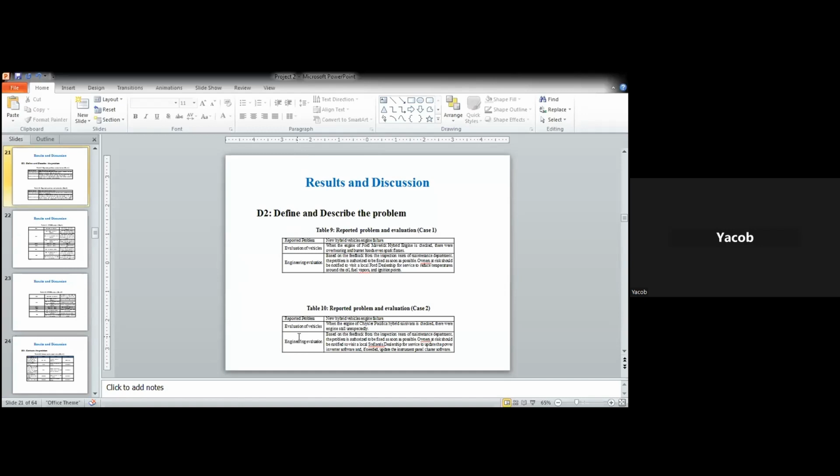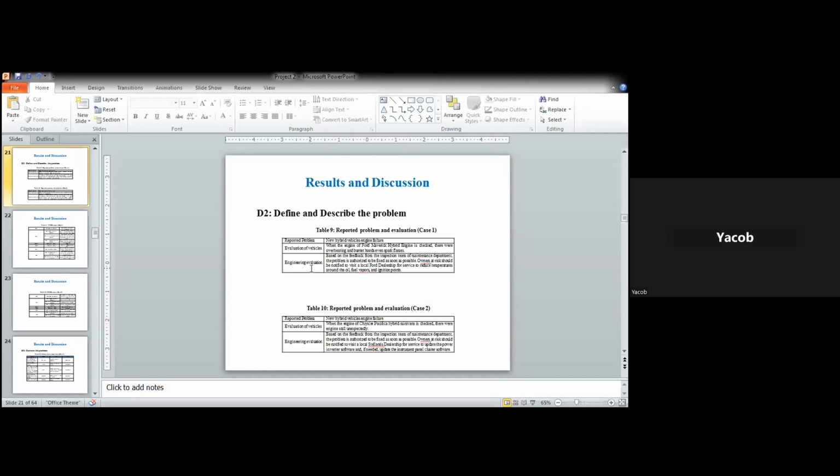Then we describe the problem. So as I said, we define these 2 cases. The reported problem in the first case is new hybrid vehicle failure. The evaluation of the vehicle, when the hybrid engine is checked, showed overheating and burned hoods, even spark flames.